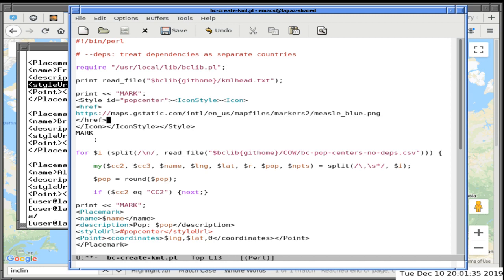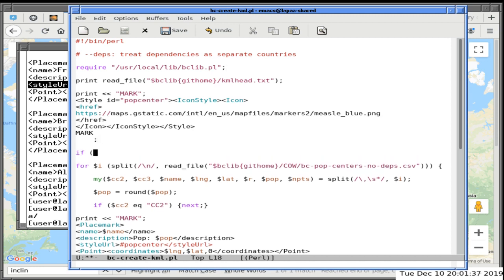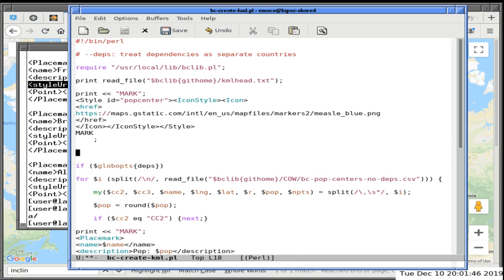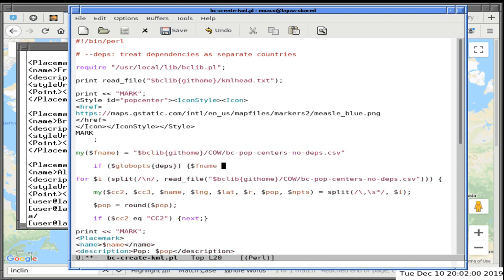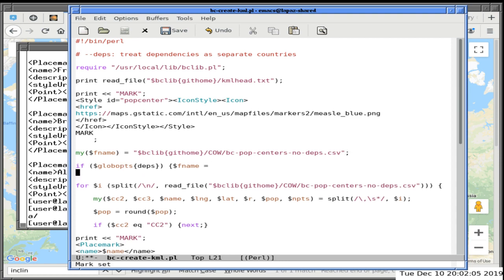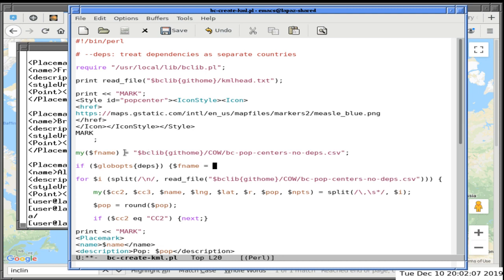Okay. If globopts depths. So let's actually just make this the F name, but we can overwrite it if there's, I'm going to set this semicolon almost exactly the same thing, but this time with depths.